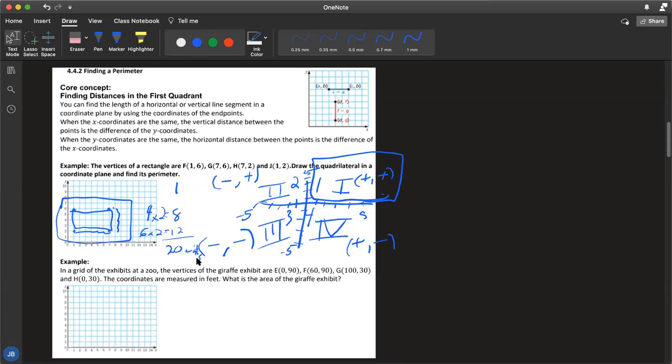Okay, so another way we can do this is I can look at my X and Y values from right here. Since they're given, I can look at 1, 6 and 1, 2, right?